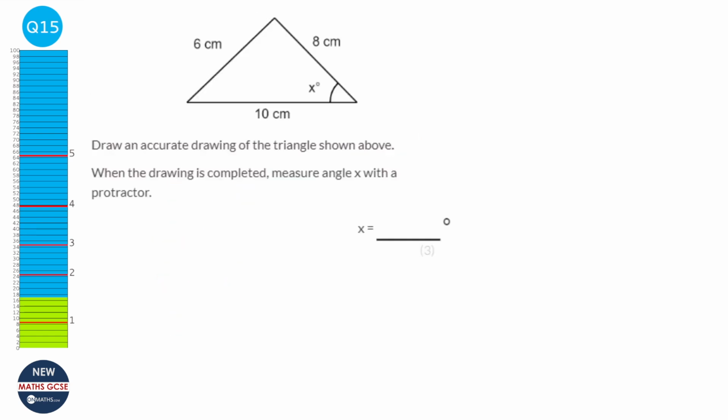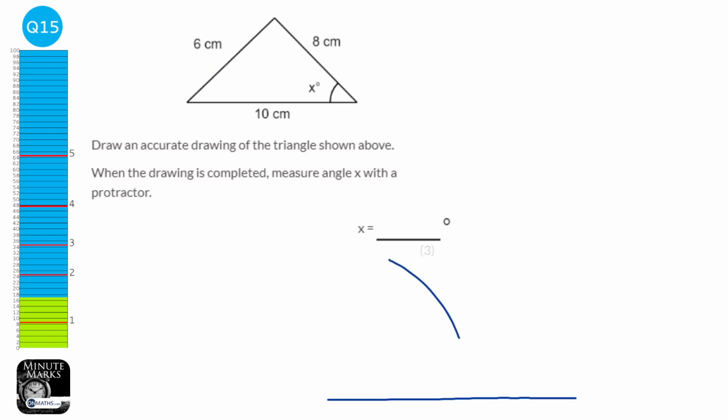You will need to use a paper and pencil to do this physically. You can't really do this on the computer. And make sure you have a ruler and a compass. So the first thing we're going to do is draw our 10 centimeter line. And we're going to get our compass and measure the 6 centimeters for the left hand side. So we're going to measure 6 centimeters on our compass. And we're going to just put a little arc there.